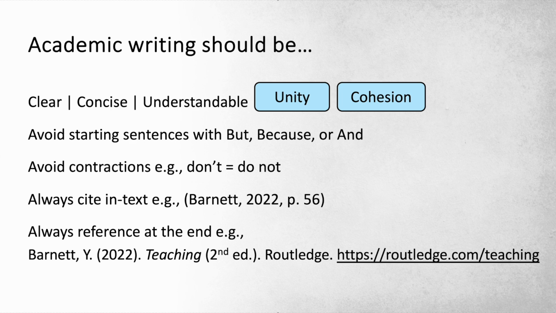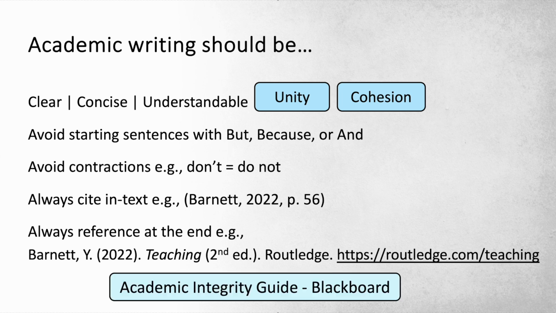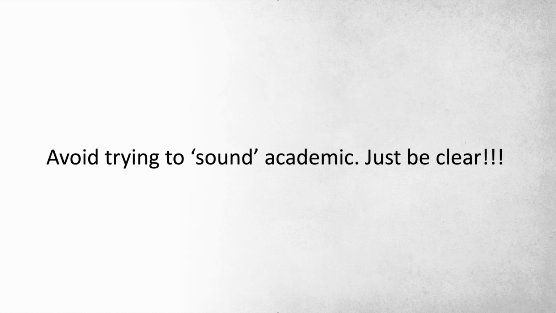And here you can see I've done a quick ebook reference for you. Again, head to the Academic Integrity Guide on Blackboard to locate this information. Avoid trying to sound academic. This is what people often fall foul of. Just be clear. Let's think back to that Friends episode, Joey writing the letter to the adoption agency on behalf of Monica and Chandler and using a thesaurus on every single word to the point where it just didn't make any sense at all. Now let's look at some examples where people have done this.